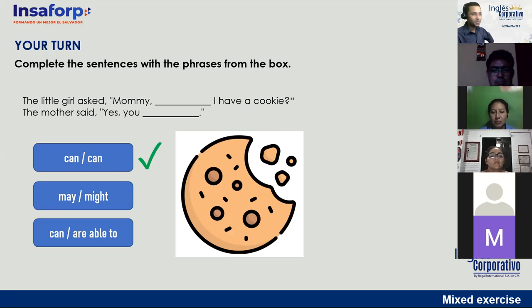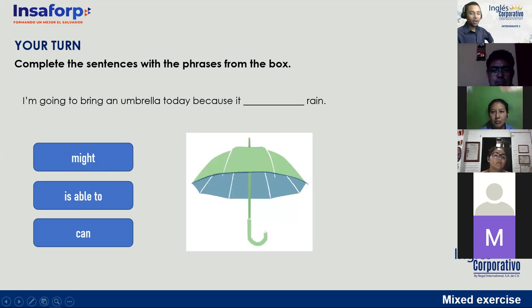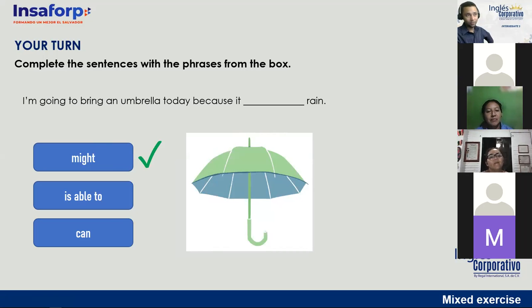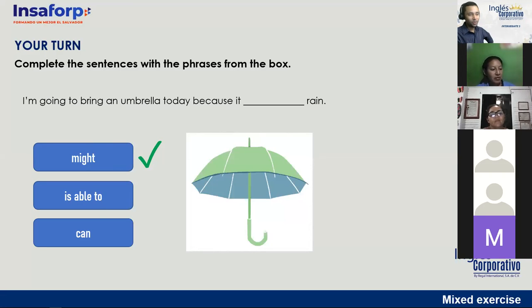Olivia, you're next. I'm going to bring an umbrella today because it might rain, it is able to rain, or it can rain. It can rain. I guess it's possible, but there is one that is better. Hay una que queda mejor. Might. It might rain. Okay, that's right. I'm going to bring an umbrella today because it might rain. Que podría llover. Okay, thank you very much.